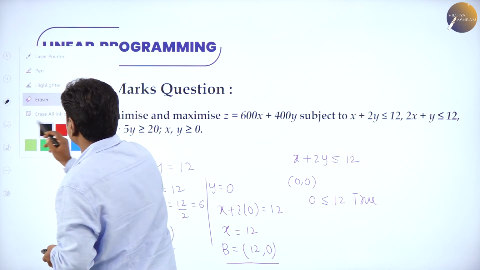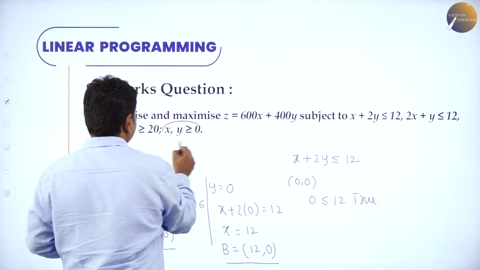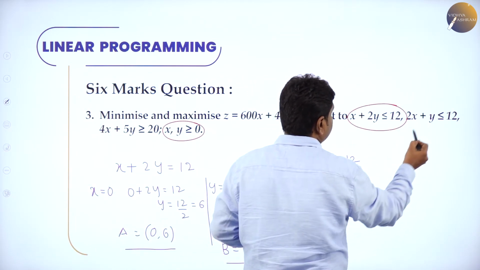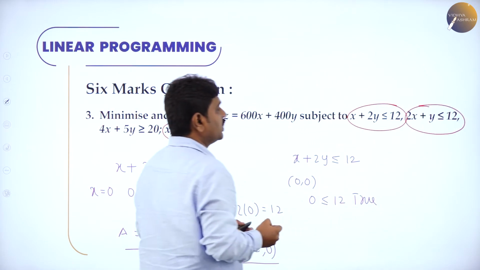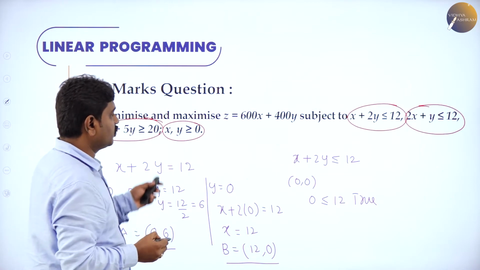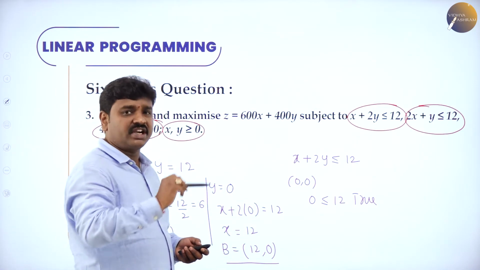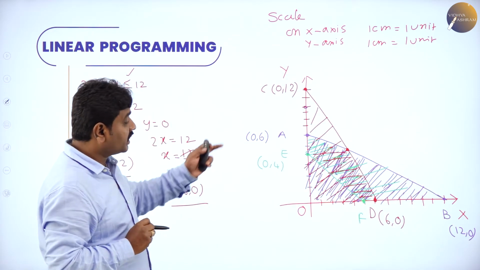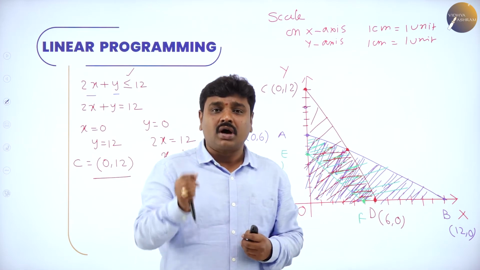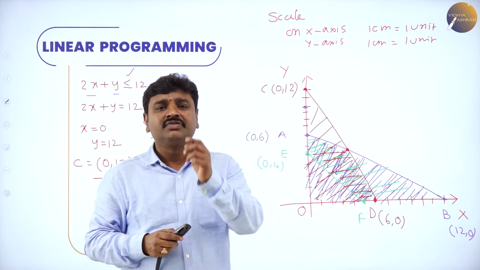Actually, four constraints are there. This one is called the non-negative constraint. Other than this, we have three constraints. First one, x plus 2y less than or equal to 12. Second one, 2x plus y less than or equal to 12. Third one, 4x plus 5y greater than or equal to 20. We have drawn all three lines and shaded them. So now we should retain only the common region where all three shadings overlap.